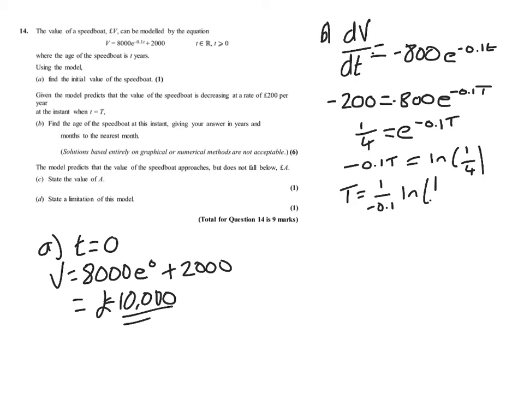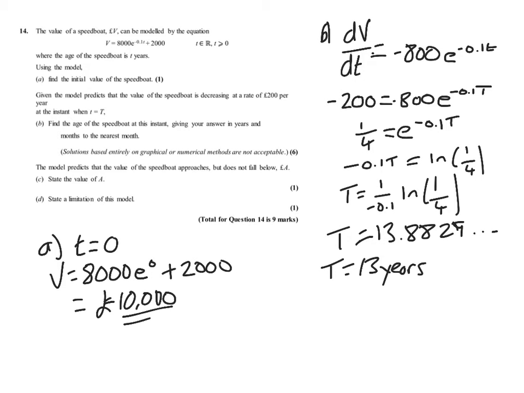but ln a quarter. Well, what comes out, if I put that into a calculator, you get 13.8829 with a load of numbers. But you need that in years and months. Well, I know it's going to be 13 years. But what you need to do is 0.8829 times 12 to find out how many months. And that works out as 10 months.